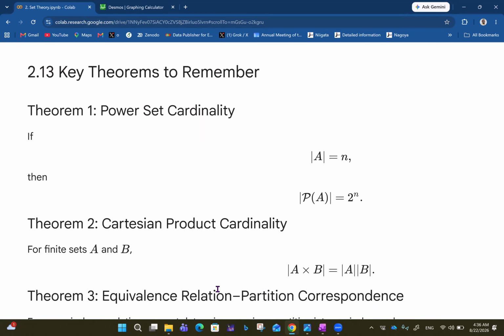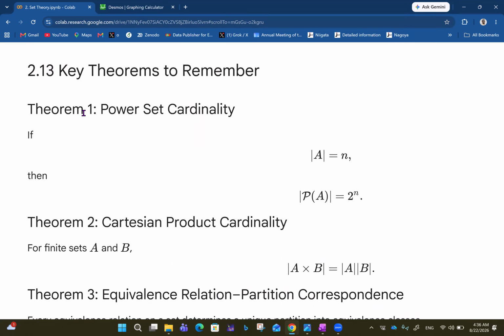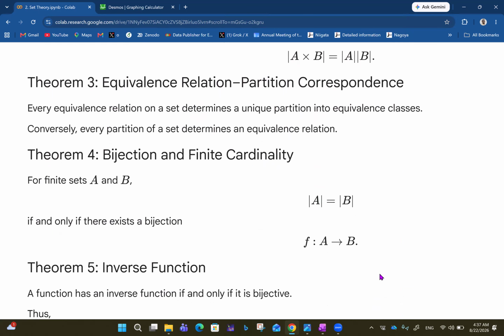Then we have key theorems to remember. Theorem 1, power set cardinality: if the cardinality of A is n, then the cardinality of the power set of A is 2 raised to the power n. Then Cartesian product cardinality: for finite sets A and B, the cardinality of A cross B is equal to the cardinality of A multiplied by the cardinality of B.